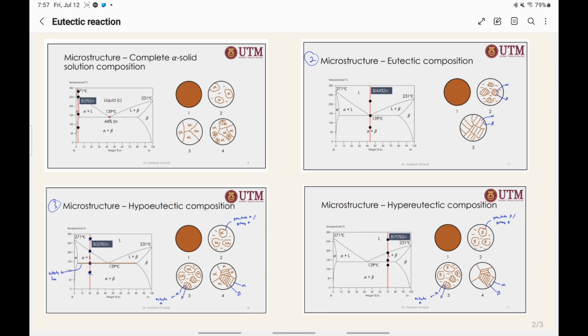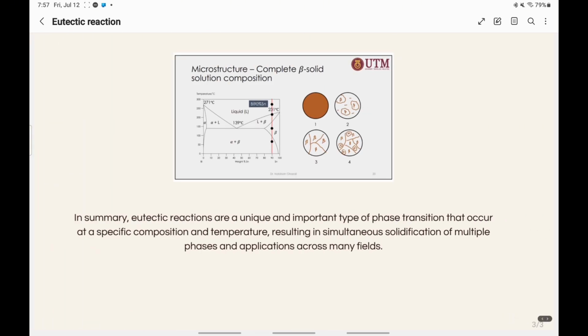You can see there is pro-eutectic in the third picture, and then in the fourth picture it became two solids, which is lamellar structure and alpha. In summary, eutectic reactions are a unique and important type of phase transition that occurs at a specific composition and temperature. It involves simultaneous solidification of multiple phases and has applications across many fields.